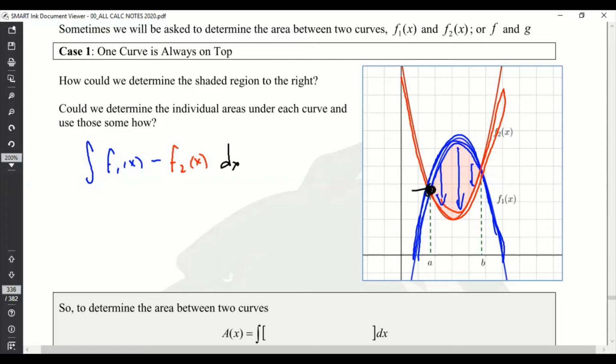We are going from a to b because on the left side we have a left bound of those. It ends up being the intersection point of those two curves is at a, and we have another intersection point when x is equal to b. And so that's the order that we do our subtraction. But notice that this ends up being the upper curve, and then subtract your lower curve.